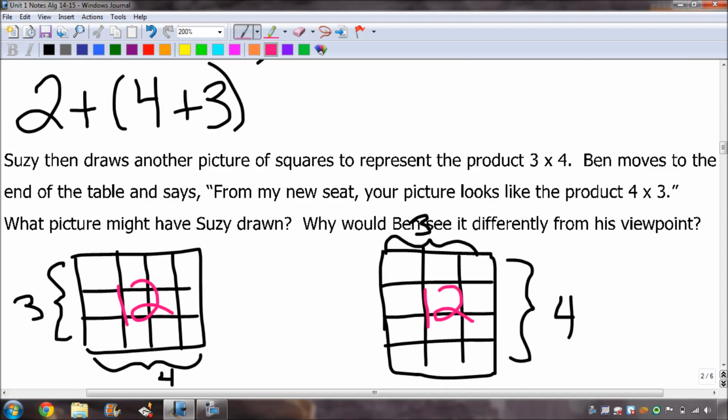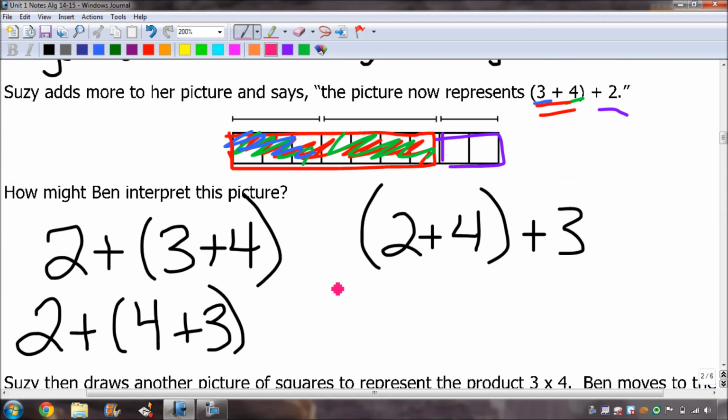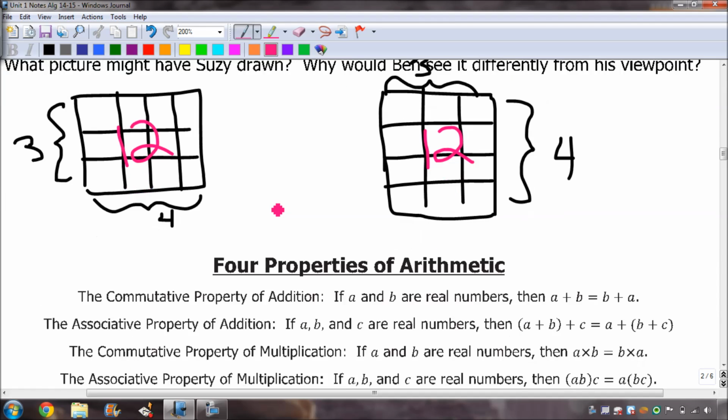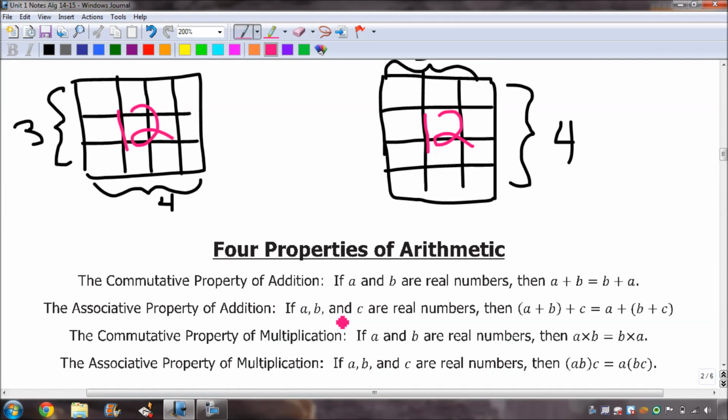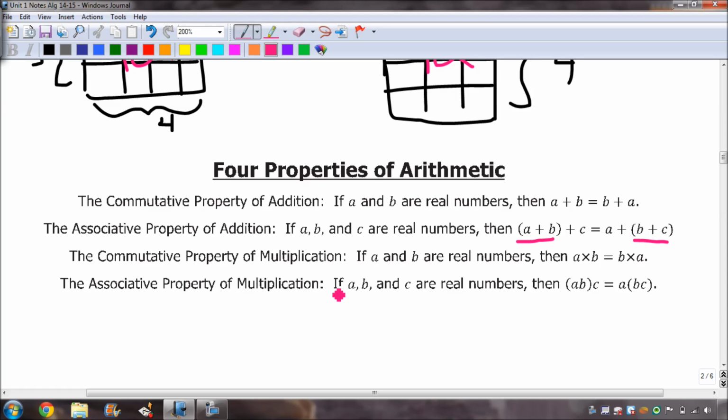Now, question number 9 talks more about changing your groups. So in question number 9, do you see how here 3 and 4, you're changing the groups on 3 and 4, but here you have 2 and 4 together. So you're changing who's in the groups, okay? And that's what the associative property is saying. The associative property of addition says that if a, b, and c are real numbers, then a plus b together plus c is equal to a plus b plus c together. Okay, so notice how the groups are changing. And then the associative property of multiplication says that if a, b, and c are real numbers, then a times b together times c is equal to a times the quantity b times c.